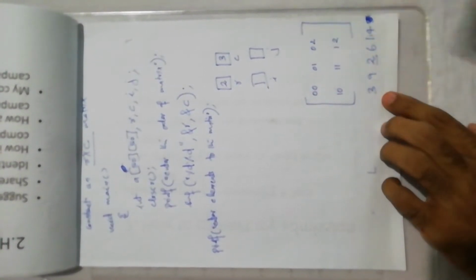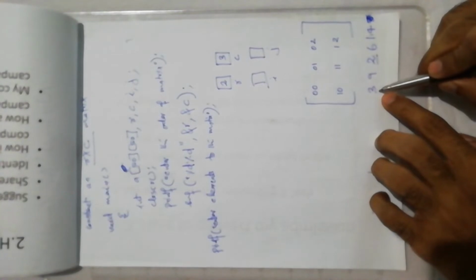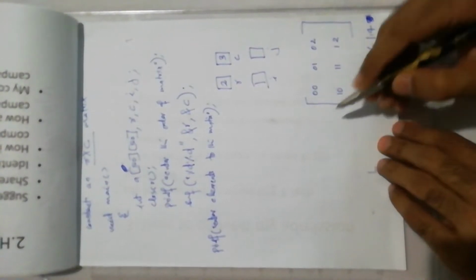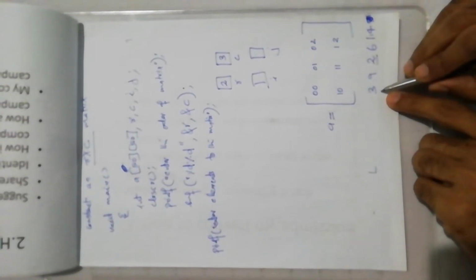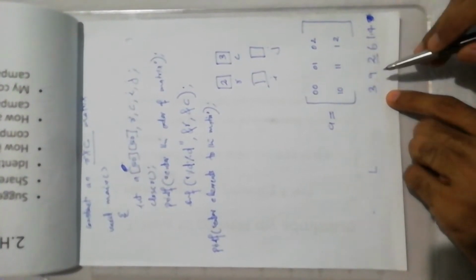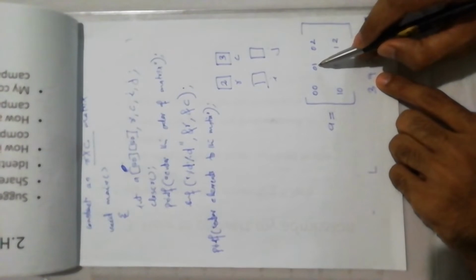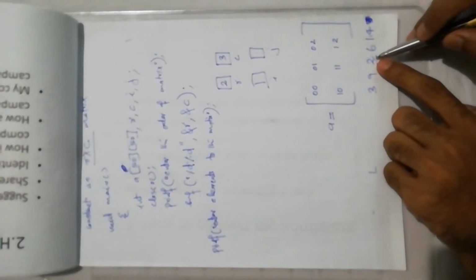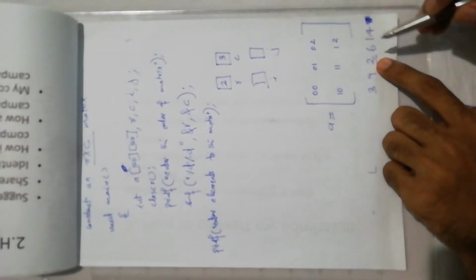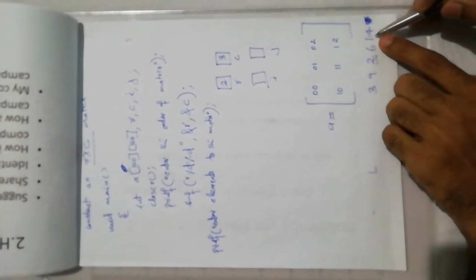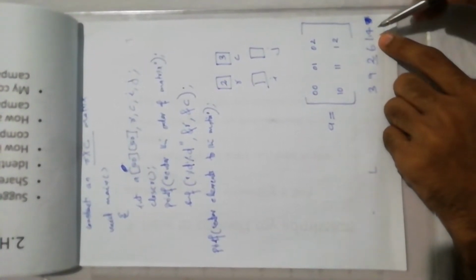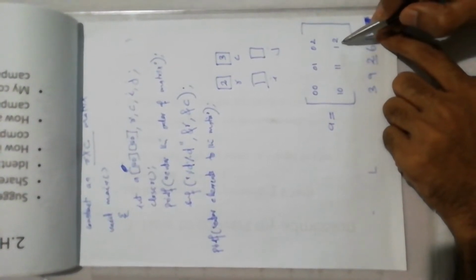Okay, read each element. Read the first element 3 assigned to A of 0 0. This is the matrix A. Read the next element 9 assigned to A of 0 1. Read the next element 2 assigned to A of 0 2. Read the next element 6 assigned to A of 1 0. Read the next element 1 assigned to A of 1 1. Read the next element 4 assigned to A of 1 2.